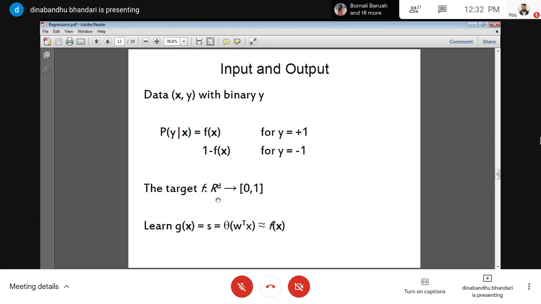Anyway, the target here is f from R^d to [0,1]. X belongs to D-dimensional real space, and we want to predict not just 0 or 1, but any value within the closed interval 0 to 1, anything between 0 and 1. So we have to learn this hx, which is nothing but theta of W transpose X, which will be close to the target function Fx. Fx is this one, theta of W transpose x.